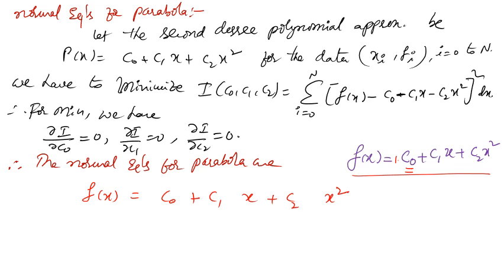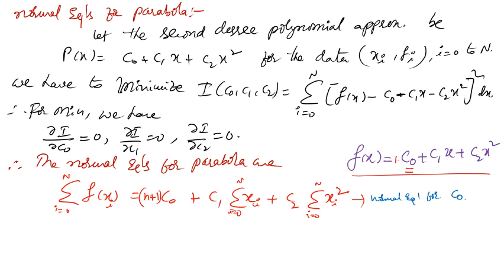Then take the summation, sigma, and here also you will get sigma. 1 means what? n plus 1. Sigma 1 means n plus 1 over. If you want to write i, then write i equal to 0 to n, xi. This is the first equation. This is the normal equation for c0.